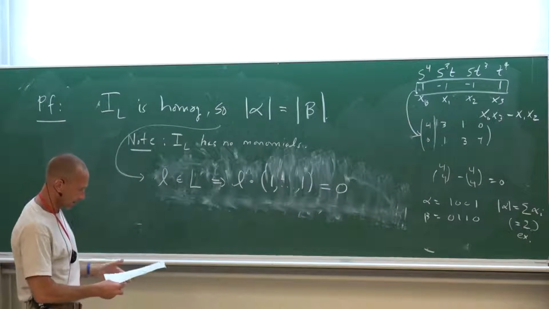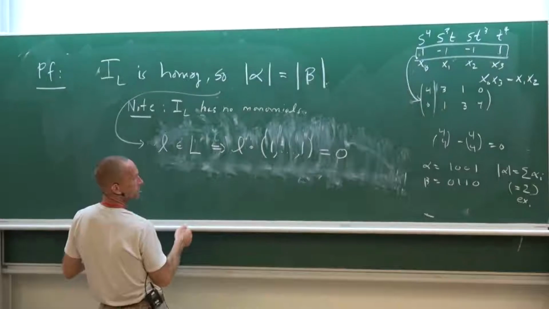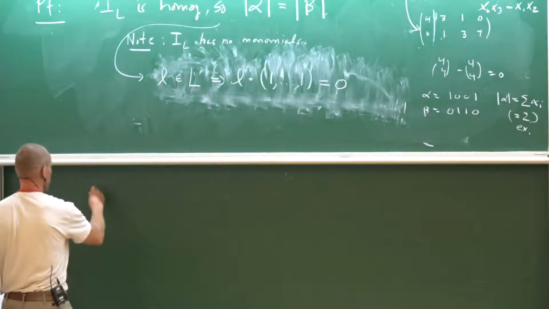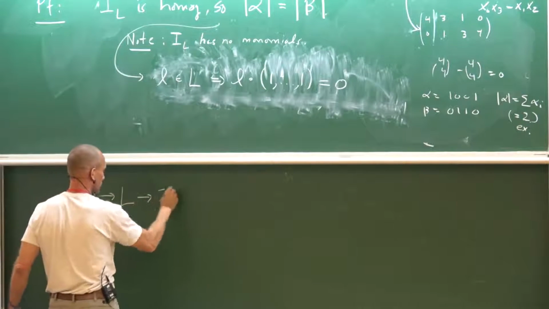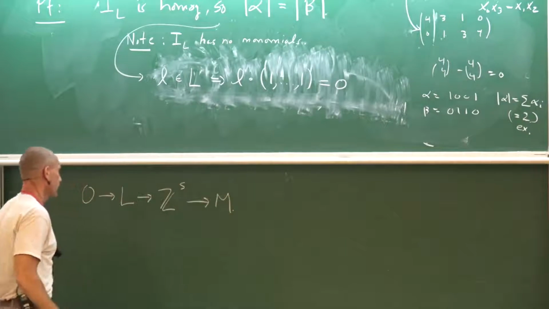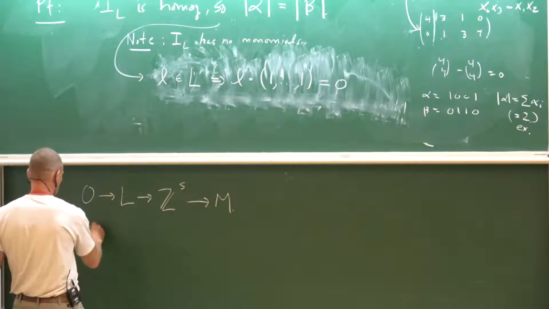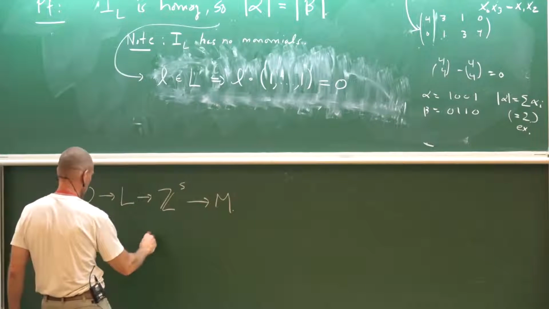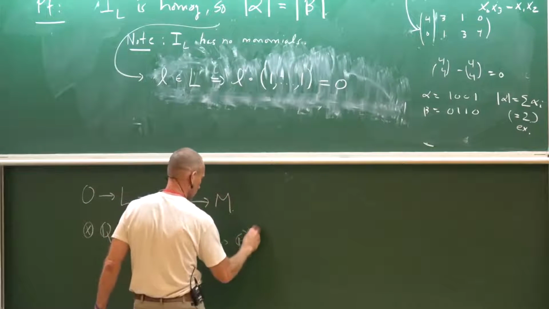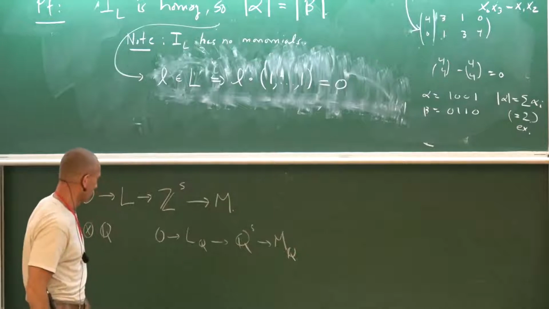And so now we're almost done, and so the point is what? We had our original little sequence: 0 goes to L, goes to Z to the S, goes to M. Now the first thing I want to do is hit this with Q. So if I tensor this with Q, and I want somebody to object to me, I get 0 goes to L sub Q, goes to Q to the S, goes to M sub Q. Anybody want to object to why this would still be exact?